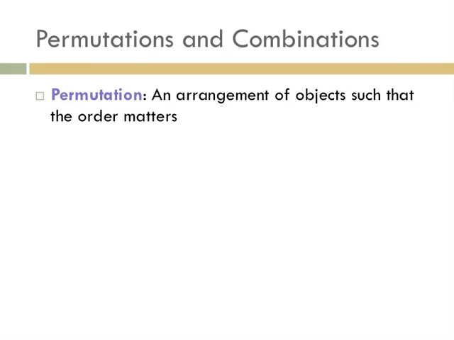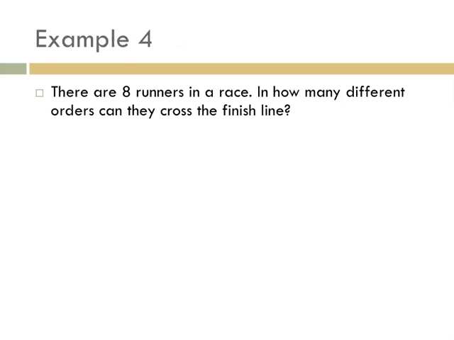Okay, so we're going to look at an example and see how we can come up with the number. How do we count? We're talking about counting principles. How do we count up how many different ways there are of arranging objects? Okay, so there are 8 runners in a race, and how many different orders can they cross the finish line? There are 8 of them. That means there are 8 places that need to be filled in. So here are the 8 places.